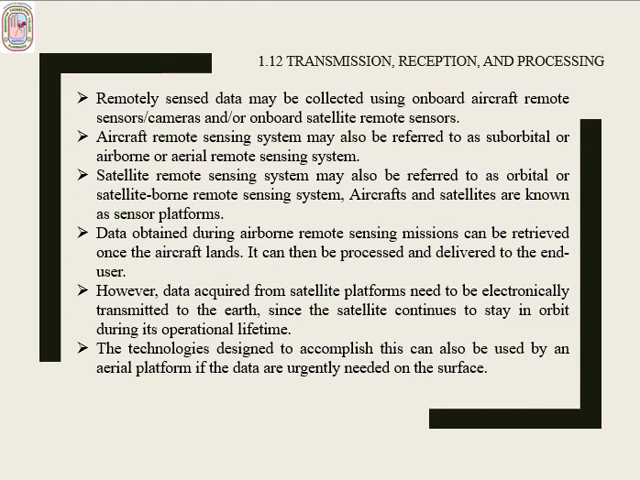After data is received by the satellite, this particular remote sensing data may be collected using onboard aircraft remote sensing sensors, cameras, or based on applications. And this aircraft remote sensing system may also be referred to as a suborbital or airborne or aerial remote sensing system. This may be a drone, or may be an unmanned aerial vehicle, or any other type of device. The satellite remote sensing system may also be referred to as an orbital or satellite remote sensing system. Aircraft and satellites are known as sensor platforms.